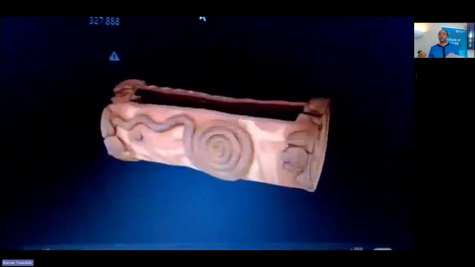So I also used a 2D image and transformed it into what you see before you.